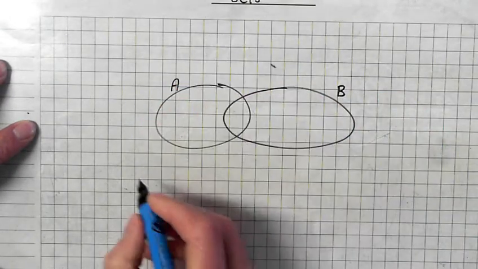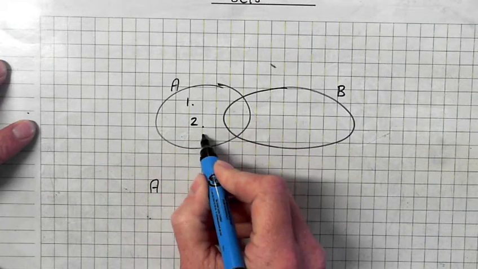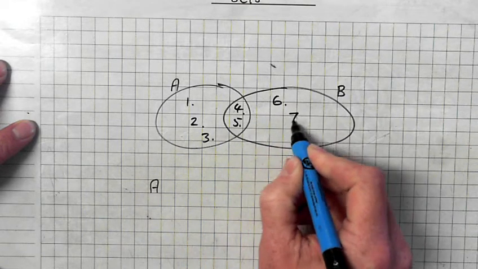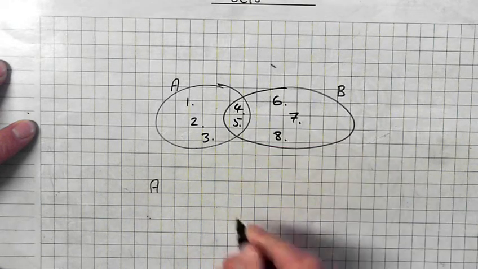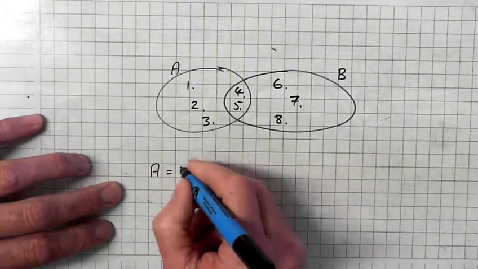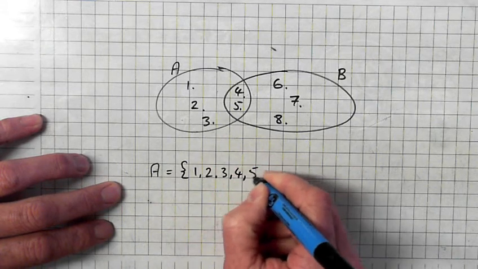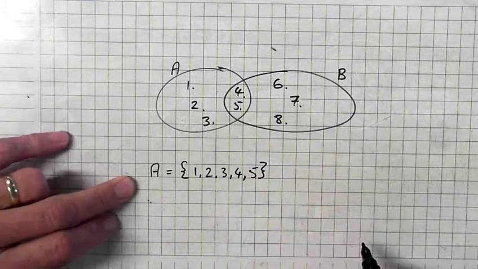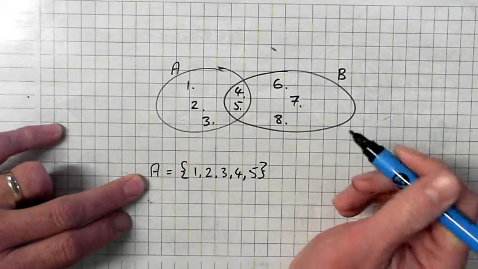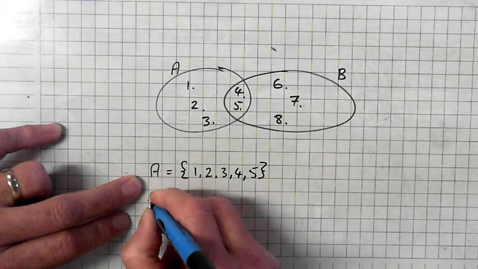A and B. So we'll list all the elements of A. We'll say 1, 2, keep it simple, 3, 4, 5, 6, 7, 8. Sammy: 1, 2, 3, 4, 5. So what does that mean? Set A means everything inside this circle here. And then we'll list all the elements of B: 4, 5, 6, 7, 8.